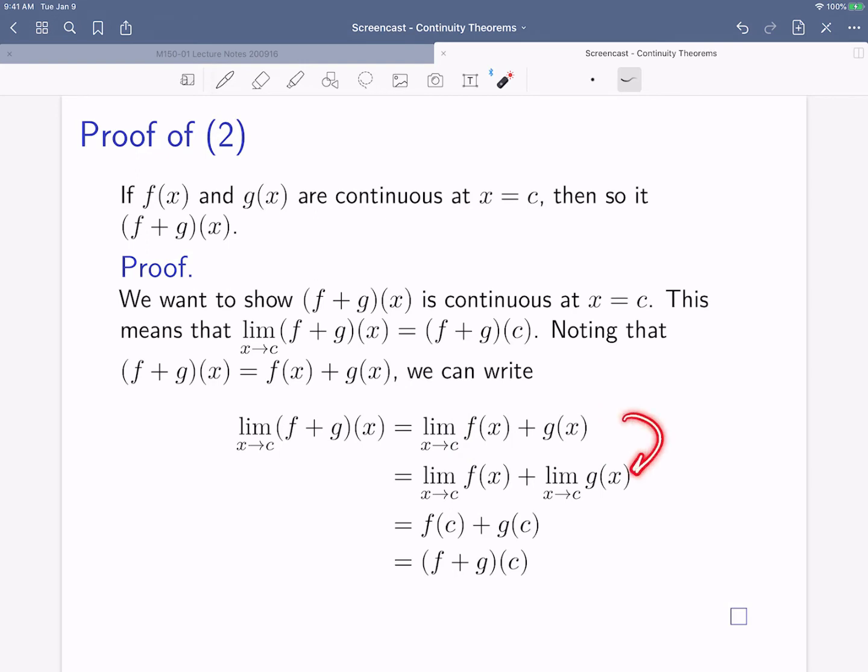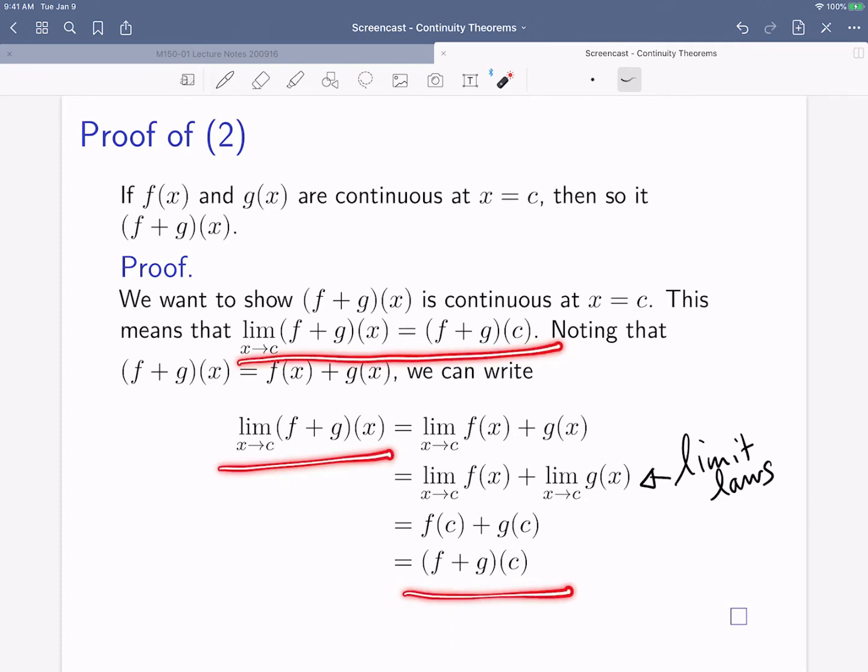And now going to the next step, here again is where I invoke the limit laws. The limit of a sum is the sum of the limits. That limit law theorem. And now I know that f is continuous at c and g is continuous at c, so the limit as x goes to c of f is f of c, and the limit as x goes to c of g is g of c. And then, using the pointwise definition of the sum function, this is the same thing as the value of the function f plus g at c. So I just proved what I wanted to prove, that this limit has this value.